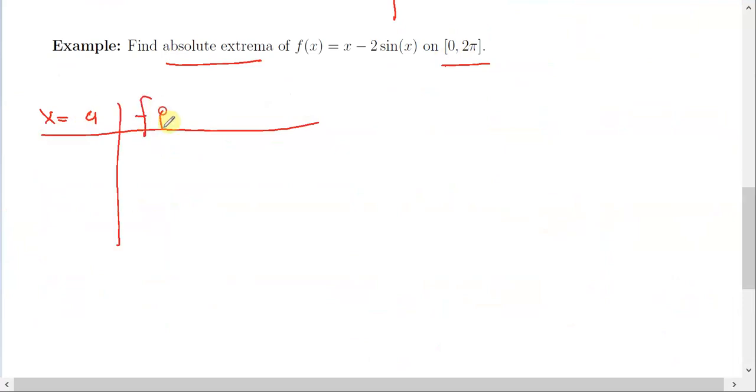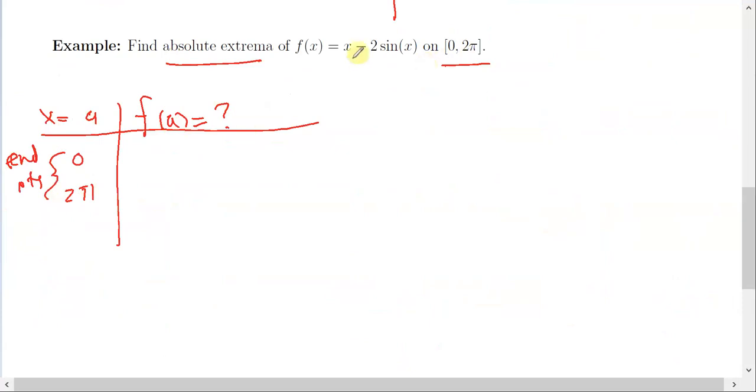You find your critical points. We're going to use our endpoints, and then we'll use our critical points. Well, the endpoints are given to us, so I'm going to plug in 0 and 2 pi. That's these two endpoints. And then we'll need the critical points.